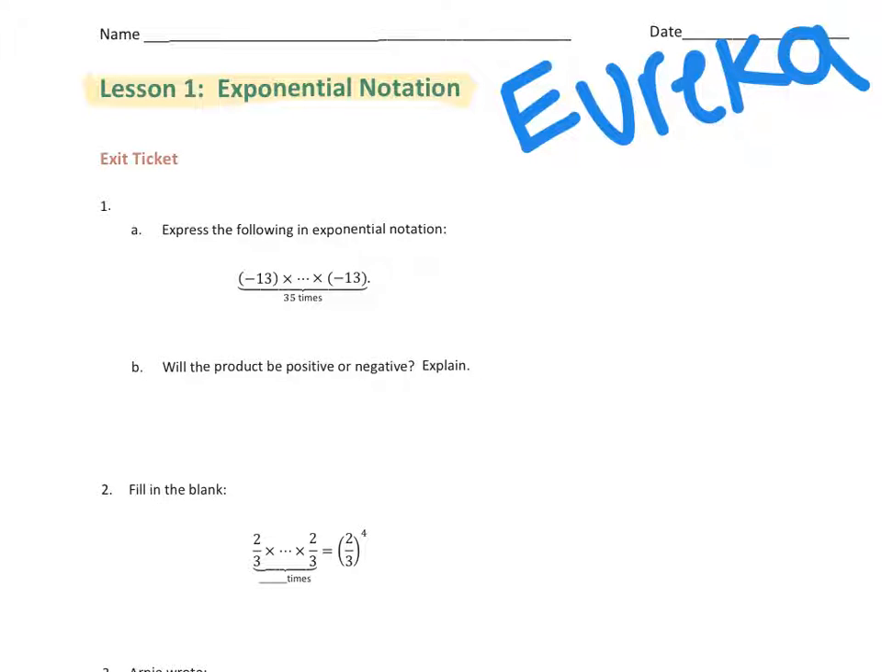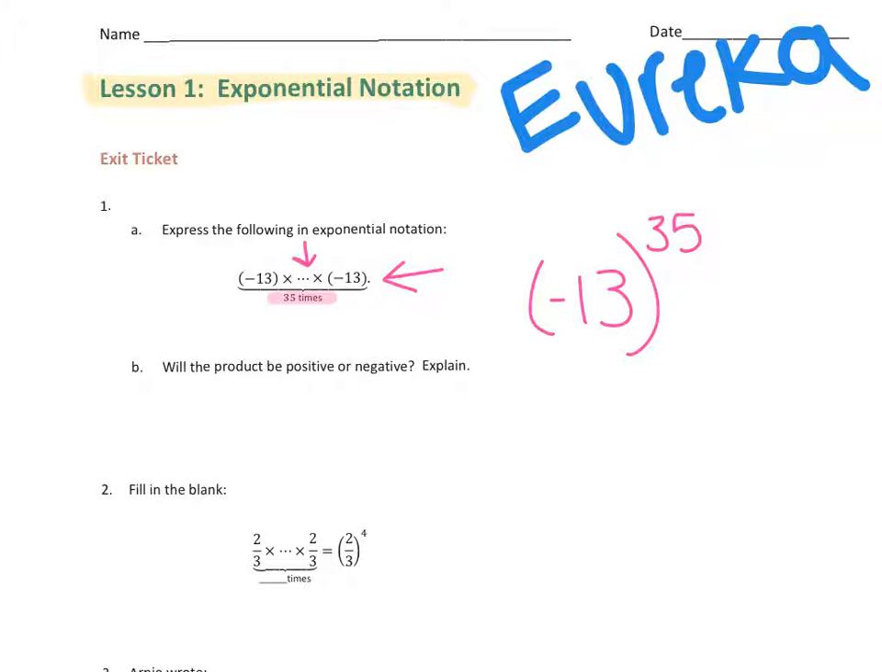Here on question 1a, it says express the following in exponential notation. This notation that they have right here and the dots that are in the middle are showing you that this number, this negative 13, is repeating. So instead of listing it out 35 times, we're given this bracket and the 35 times written below. So when it says to express it in exponential notation, the correct answer would be a negative 13 in parentheses to keep the negative sign with it to the 35.